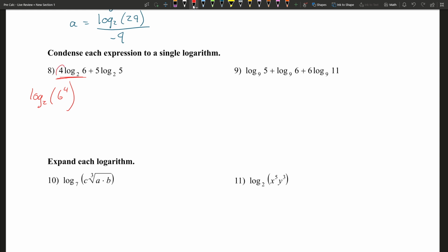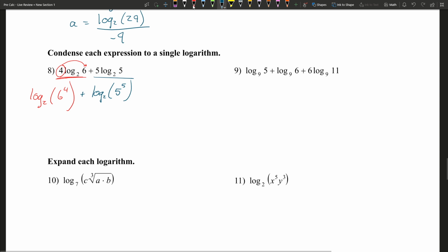because this 4, according to the power property, is really just an exponent of 6. And then the same thing for 5 log base 2 of 5. We can rewrite that as log base 2 of 5 to the 5th.